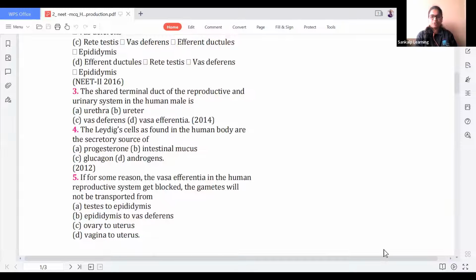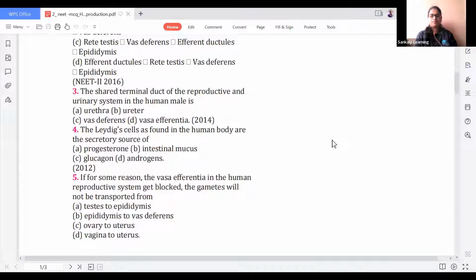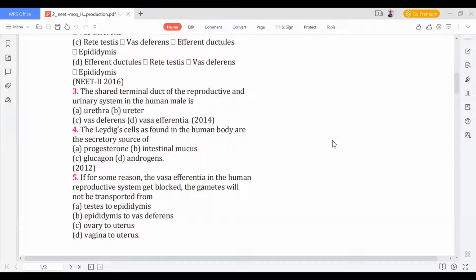Just a minute. If for some reason the vasa efferentia in the human reproductive system gets blocked, the gamete will not be transported from testis to epididymis, epididymis to vas deferens, ovary to uterus, vagina to uterus. Yes guys, what is your response? Any option?